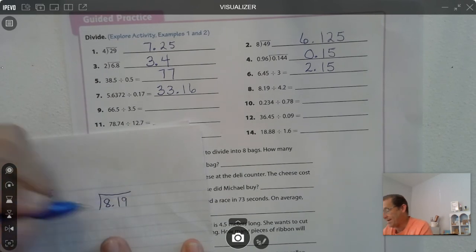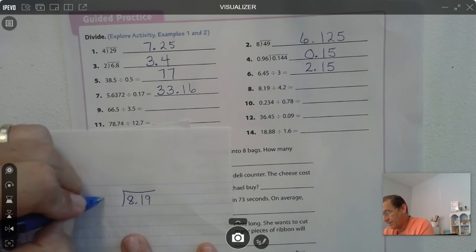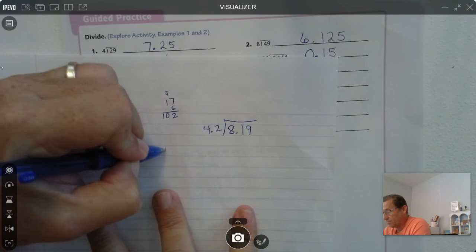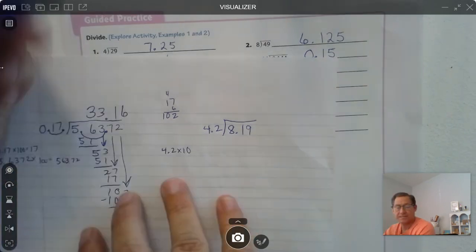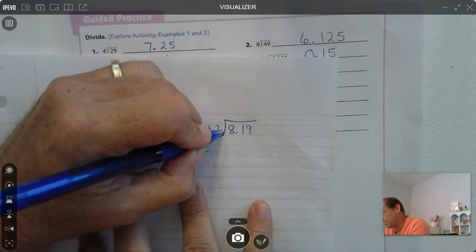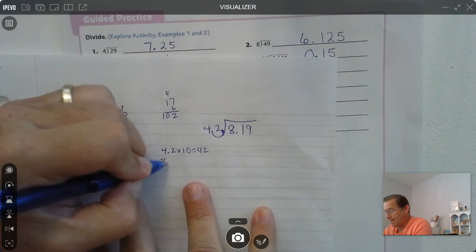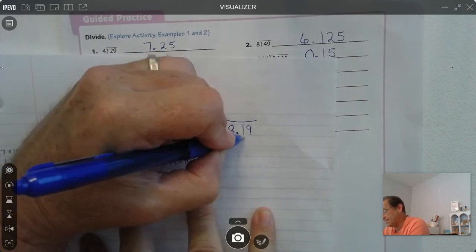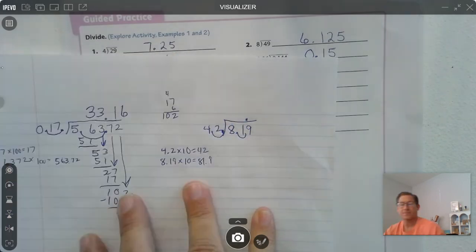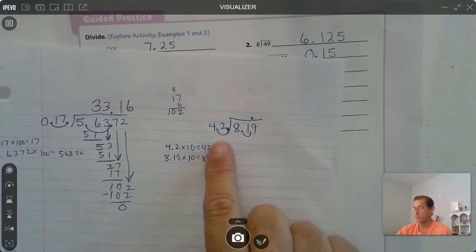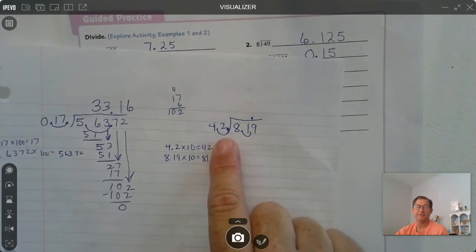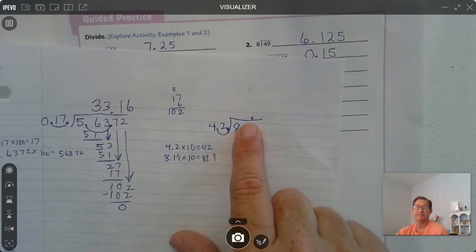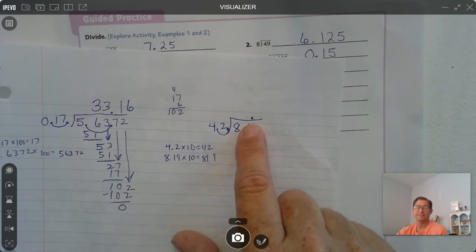Number 8, we have 8 and 19 hundredths. We need to divide that by 4 and 2 tenths. Well, if I multiply 4 and 2 tenths by 10, because there's one decimal place, that would give me 42. If I multiply 8 and 19 hundredths by 10, I'd get 81 and 9 tenths. Again, you notice we moved the decimal point 1 place to the right in the divisor, and we also moved it 1 place to the right in the dividend. I placed the decimal point because now I'm dividing by a whole number.